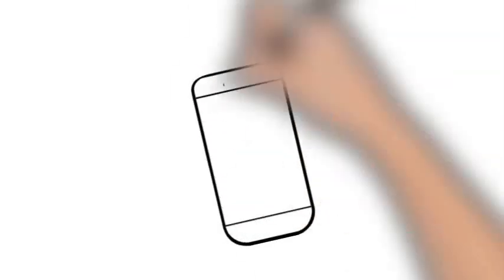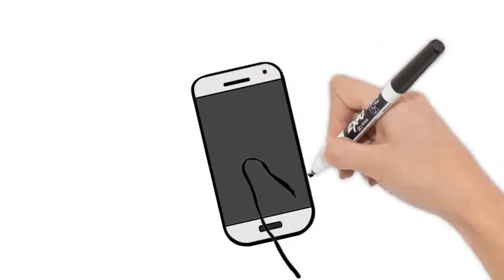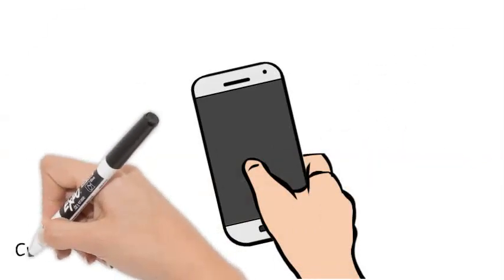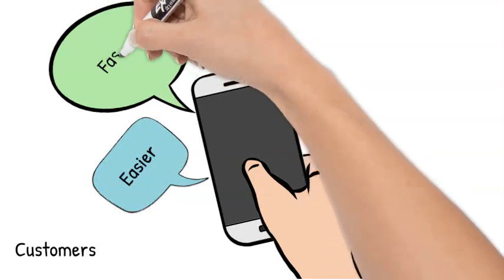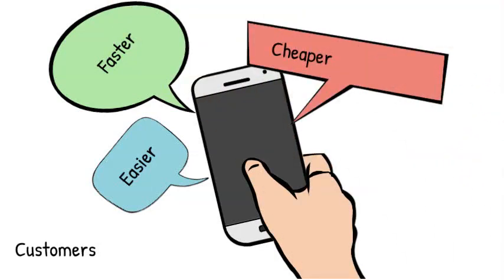So we have looked at the importance of establishing the business goals and the technology to enable and support the delivery of these goals. Your customers want to do things easier, faster, and cheaper. So let's look at the three areas to help them achieve this.